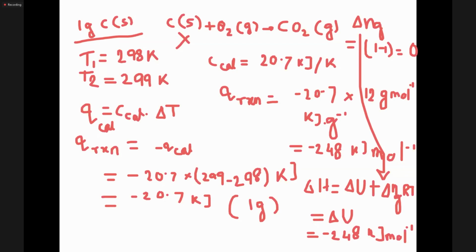So delta U for the combustion of 1 gram of graphite was minus 20.7 kilojoule per gram. Then we converted this gram to the number of moles to calculate the per mole Q reaction. And since delta Ng is equal to 0, we have delta H equal to delta U. So for this kind of process where delta Ng is equal to 0, the change in enthalpy and the change in internal energy of the system will be equal.